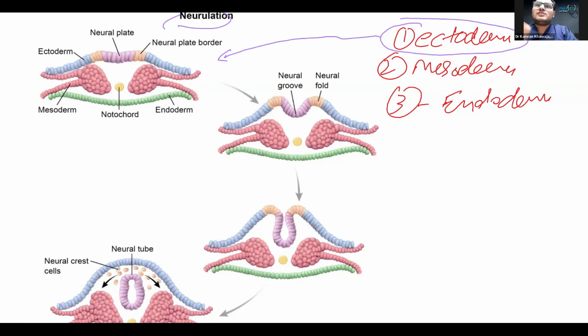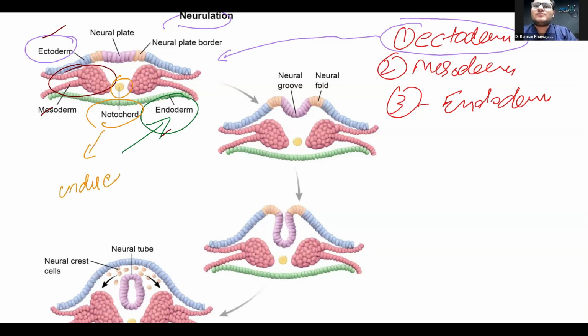In this diagram you can see the ectoderm here, and between the ectoderm and the green-colored endoderm is the mesoderm. In between the ectoderm and endoderm there is a mesenchymal structure, and between these two mesenchymal structures there is a very important yellow-colored notochord. The first importance of the notochord, and the keyword for MCQs, is that it induces the neural plate.